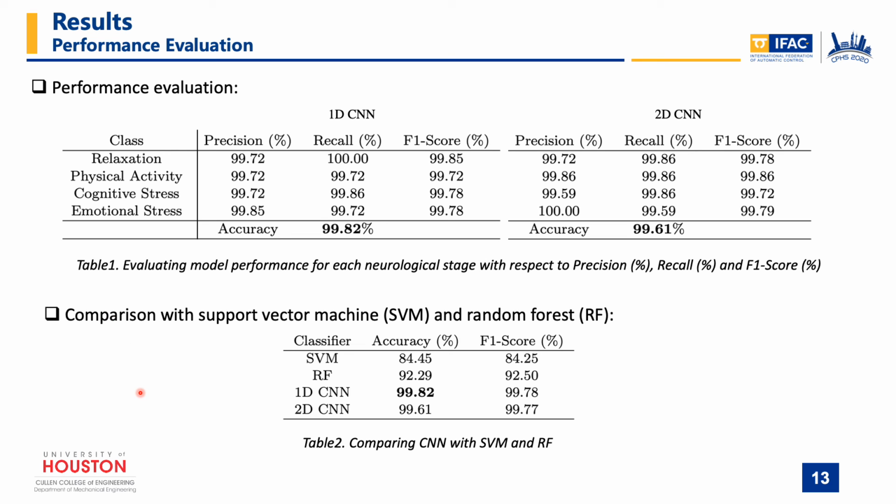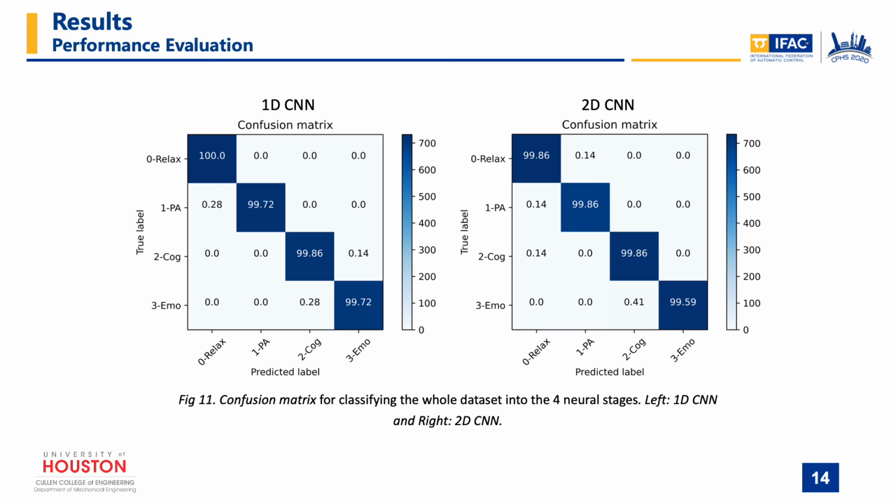Moreover, we compare our proposed model with 2 of the most well-known classifiers, support vector machine or SVM and random forest or RF. Given the results in this table, we can see the superior performance of the CNN models, the proposed models, over these 2 well-known classifiers.